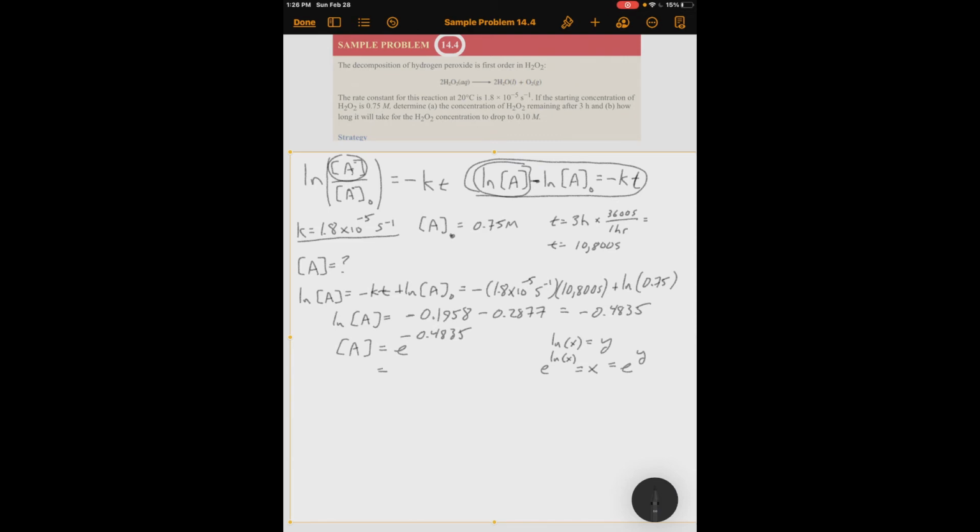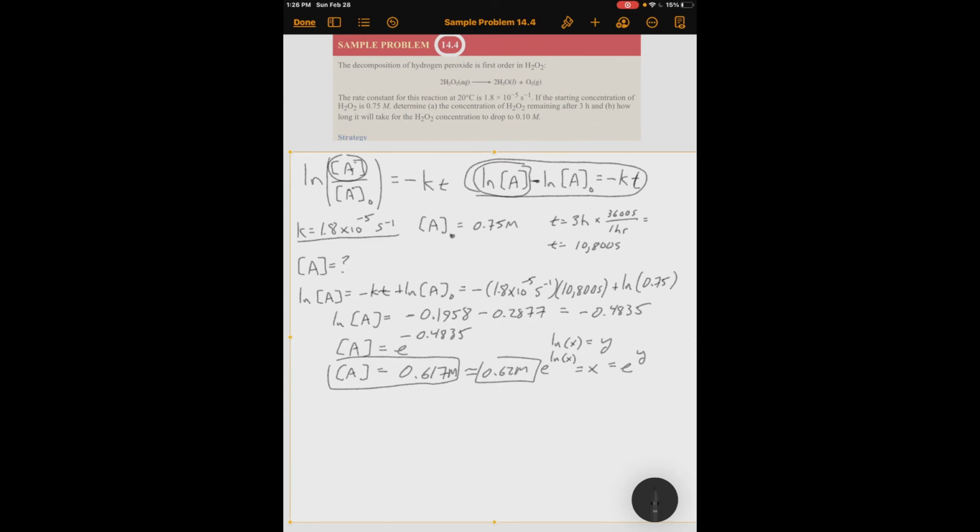So 0.4835. And then you want to do e to the x. Oops. 0.4835. E to the x. And that's 0.617. So there you go. So what's happened is after 3 hours, it's gone down to 0.617 molar. That's 3 sig figs. I guess we could round it to 0.62 molar.